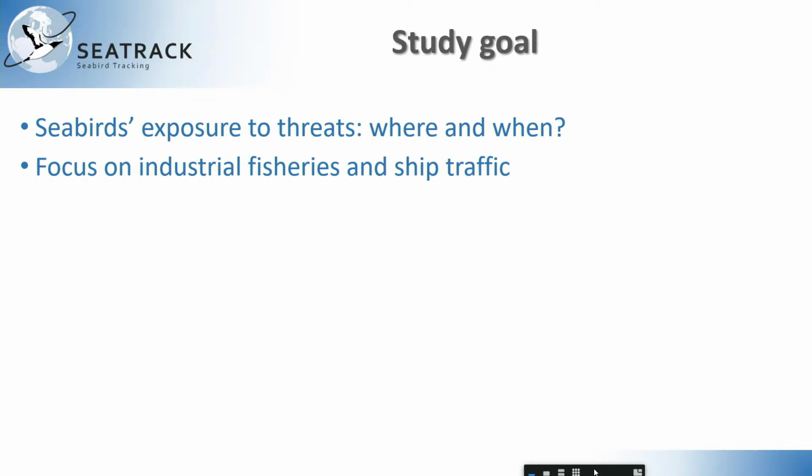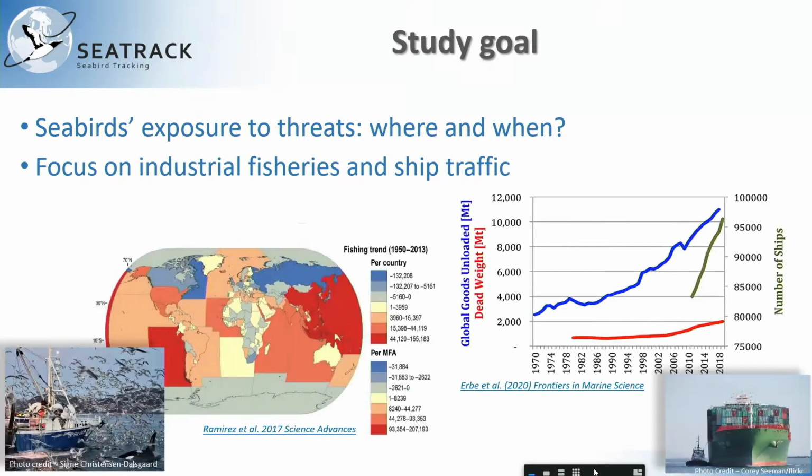We were interested here in 6 seabird species breeding in the Arctic. These species are pelagic, which means they wander far offshore, for example, when migrating or wintering in the Northeast Atlantic Ocean. And we focused on two stressors, industrial fisheries and ship traffic, which are widespread and intensive in both inshore and offshore remote international waters. So both stressors have increased in intensity in the last decades, as we can see on these two figures here.